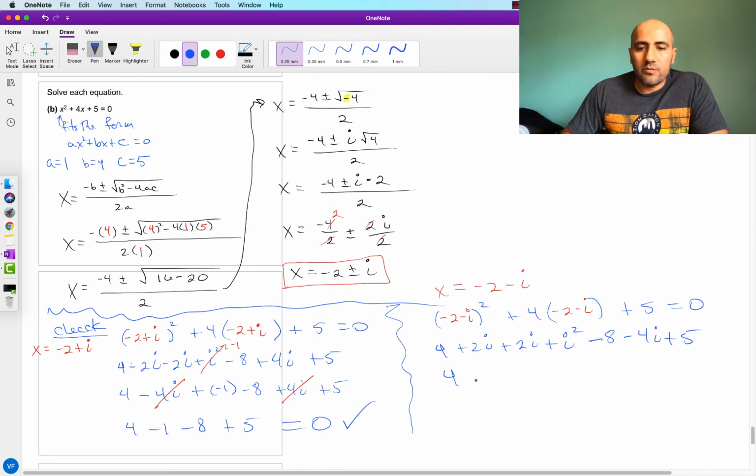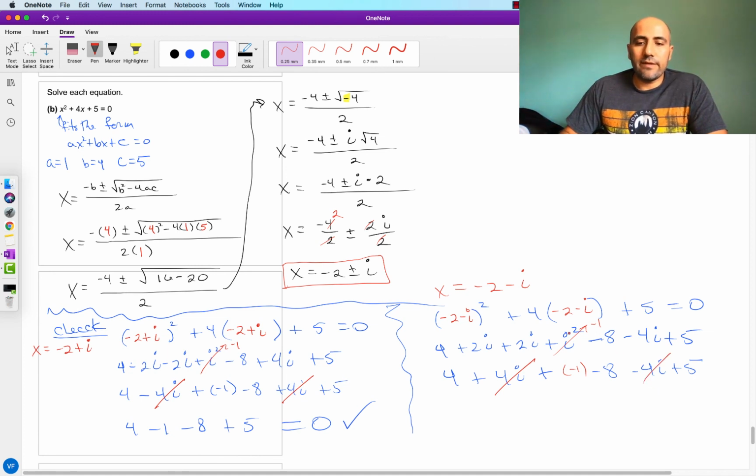So then combining like terms, we get 4 plus 4i plus -1. Let's go ahead and rewrite that guy as a -1. Minus 8 minus 4i plus 5. So plus 4i minus 4i, these guys cancel. And so what survives is a 4 from here, and then a -1, and then a -8, and then a +5, which still gives us 0. So it works out again. Okay, so both solutions worked.